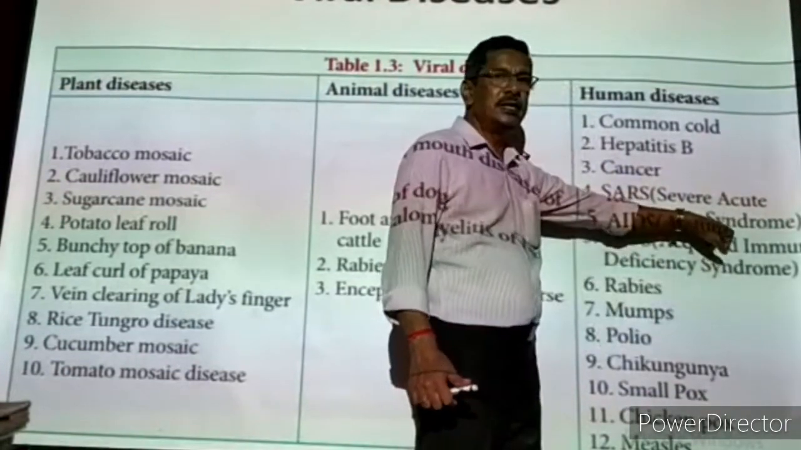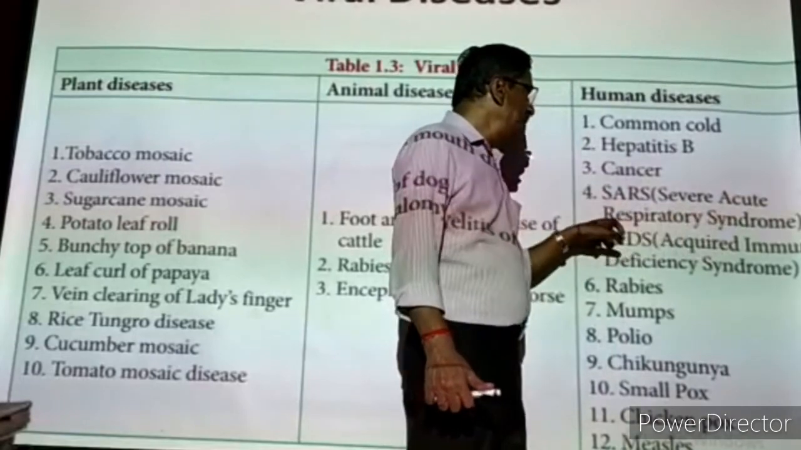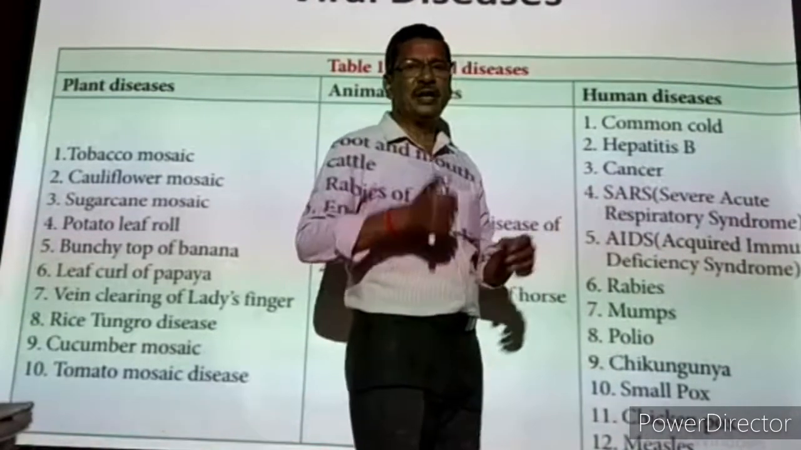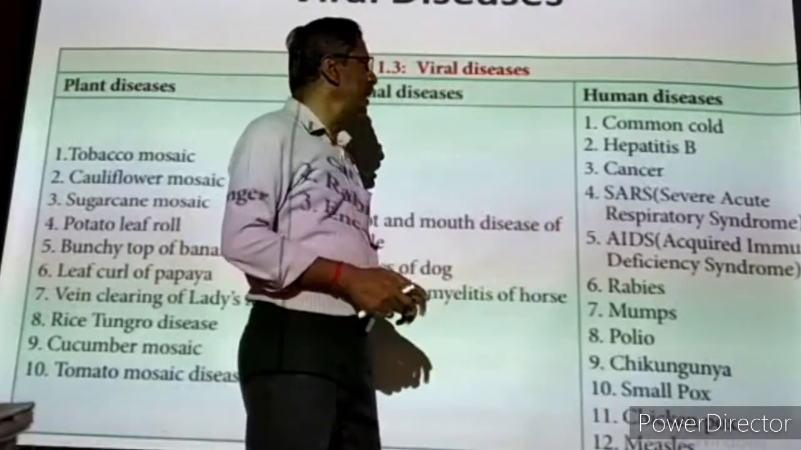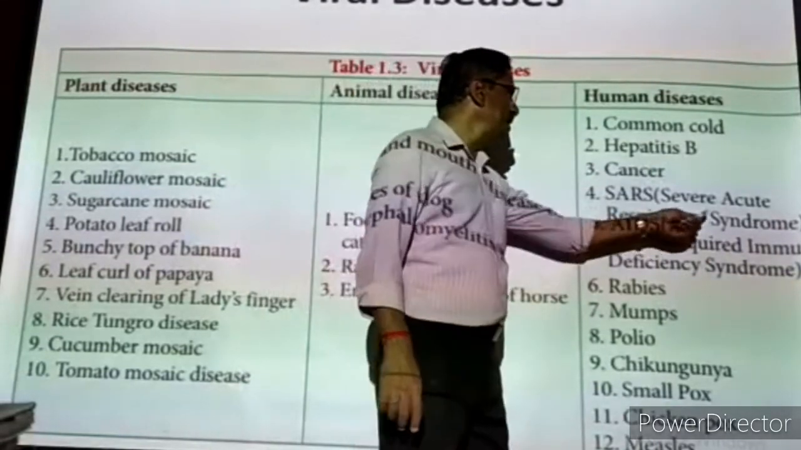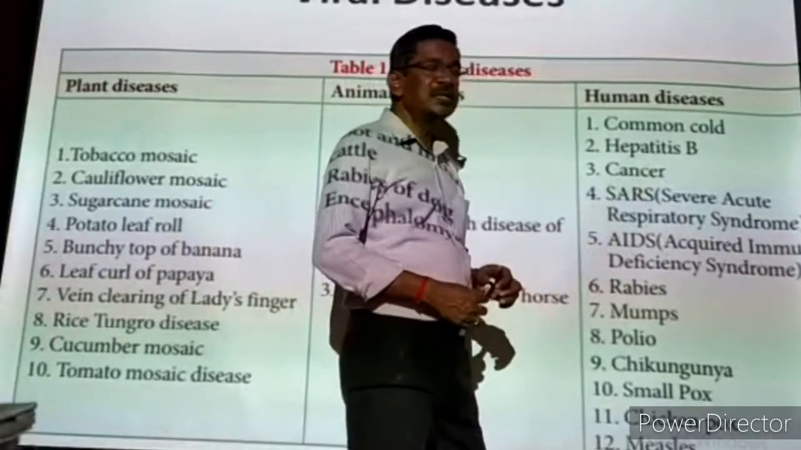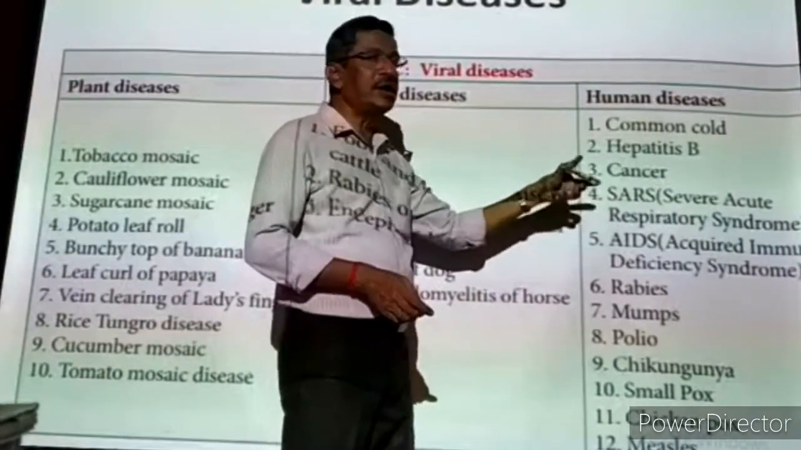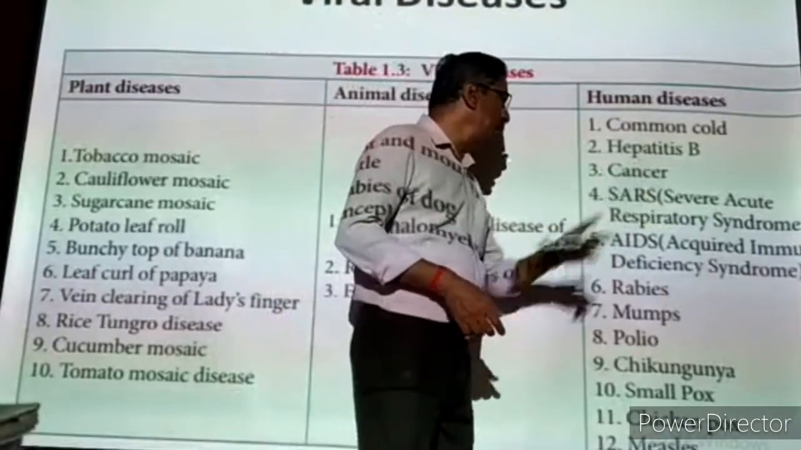Syndrome means symptom, disease. Respiratory syndrome, respiratory symptom, severe, acute, severely affected. Acute means quickly the individual is affected by the respiratory disease. That is by SARS. SARS virus is causing that. That virus is called SARS-V, SARS virus.